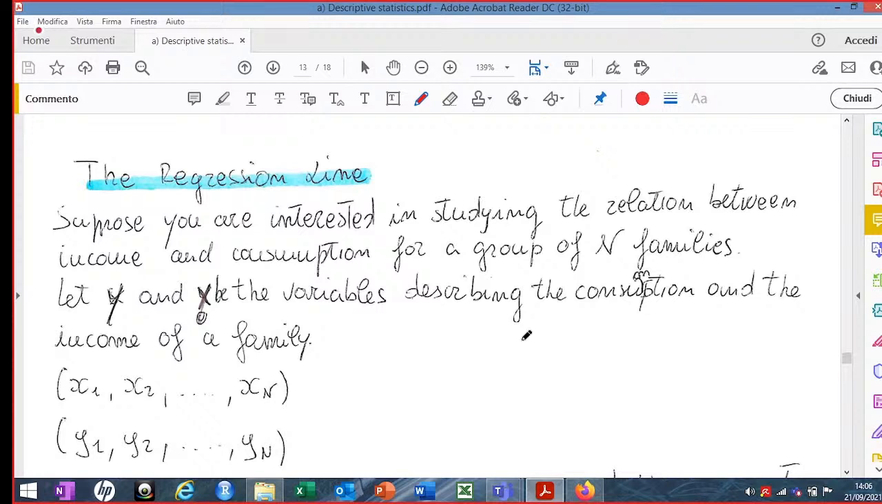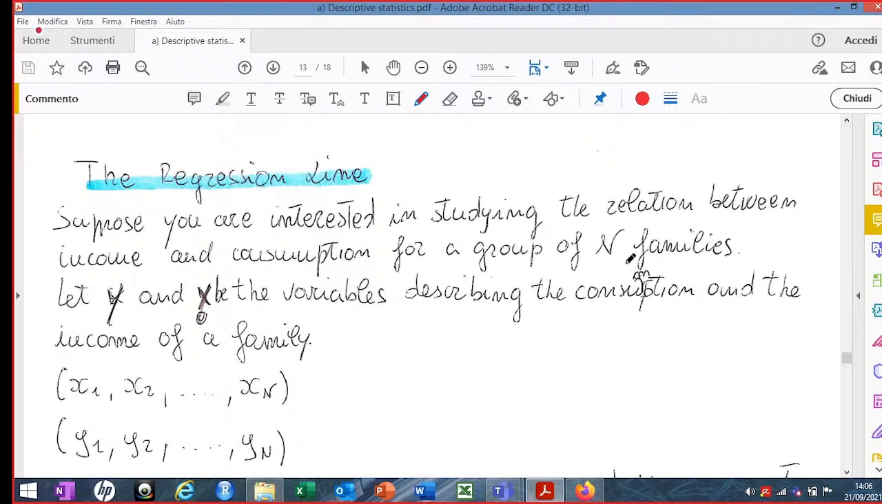Guys, if you have troubles or questions, you can turn on your microphone and stop me. In particular, we read together. Suppose you are interested in studying the relation between income and consumption for a group of n families.